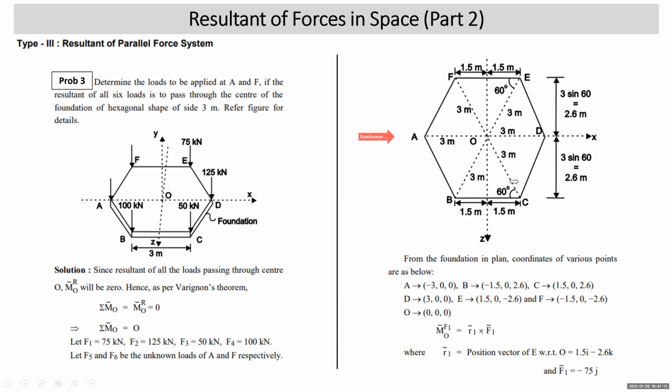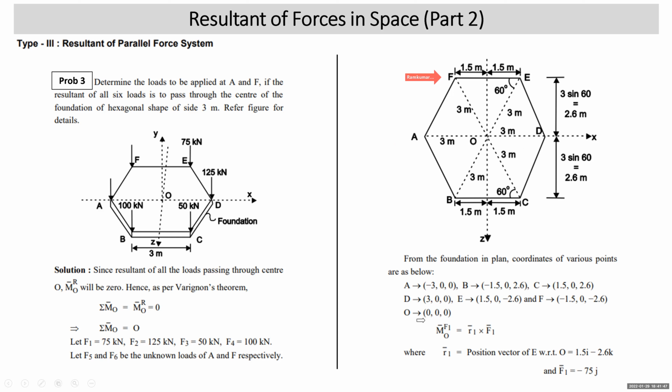Then we come to point C. Point C is in the xz plane, x coordinate plus 1.5, y coordinate 0, z coordinate plus 2.6. Now point E: x coordinate plus 1.5, y coordinate 0, z coordinate minus 2.6. Point F: x coordinate minus 1.5, y coordinate 0, z coordinate minus 2.6.